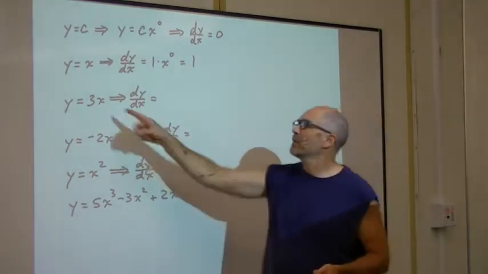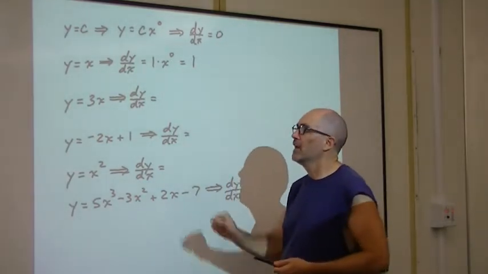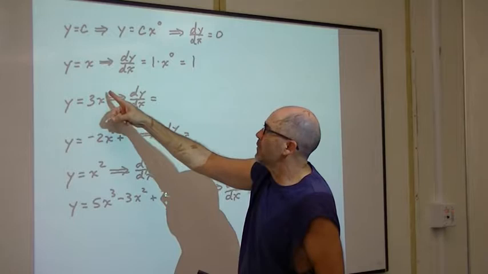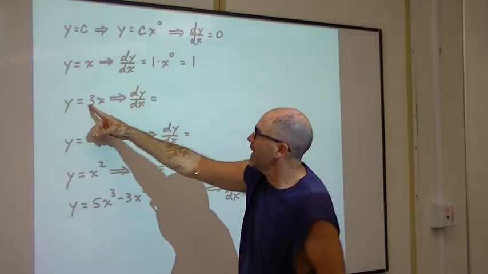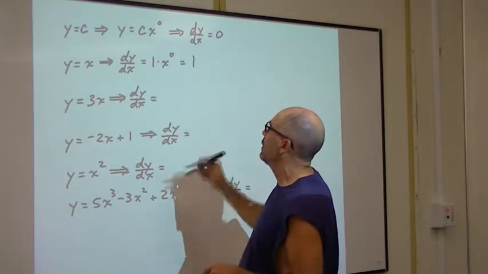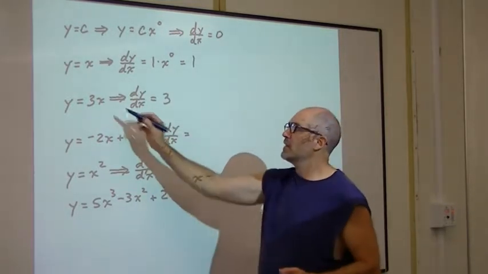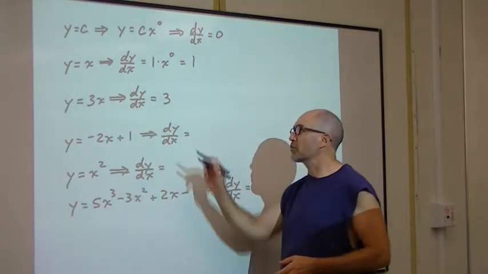Okay, let's take y equals 3x now. What's the derivative of that? Take our 1 as the exponent, multiply it by 3, and then drop the exponent by 1, so it's going to be 3 times x to the 0, which is 3. And we know the slope of the line y equals 3x is 3 everywhere.